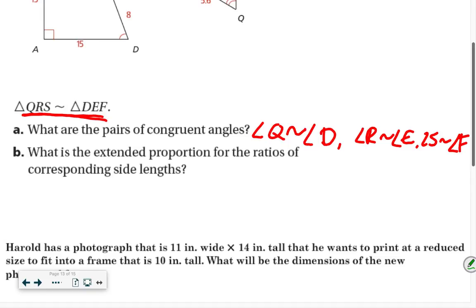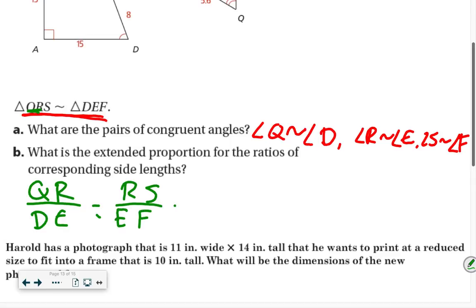The extended proportion for our ratios is that long fraction thing. All you've got to do is compare sides. Okay, so let's match the first two. If I say QR, what do you have to say? DE. The first two have to match. If I said RS, what would you say? EF. And the last one, QS, DF. It's a triangle, so we should only have 3 sides.